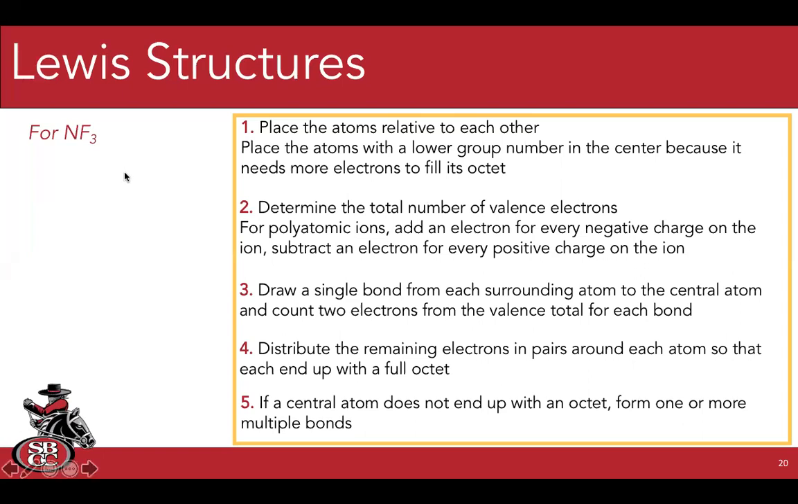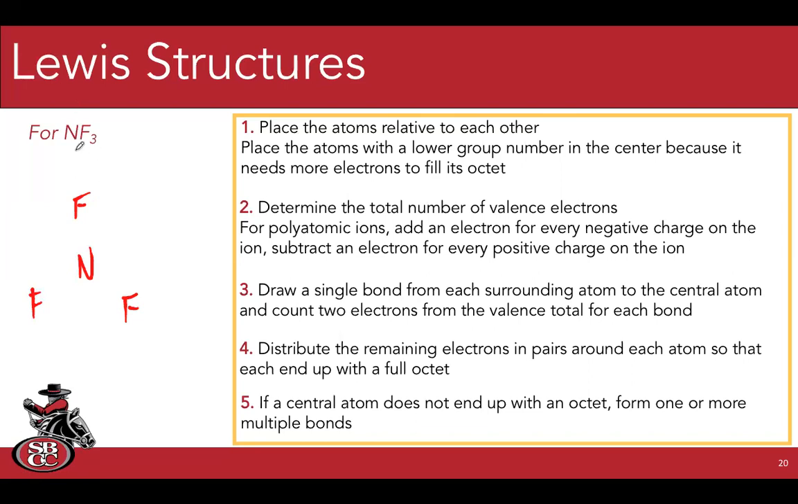So let's try it for NF3 really quick. First we'll draw our skeletal structure. We'll put nitrogen in the center because it is in group 15 or 5A, and fluorine, of course, is a halogen in group 17. Nitrogen needs to bond more, so we'll put it in the center and surround it with fluorines. Then we'll add up our valence electrons.